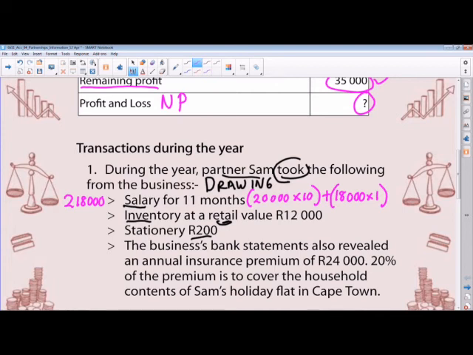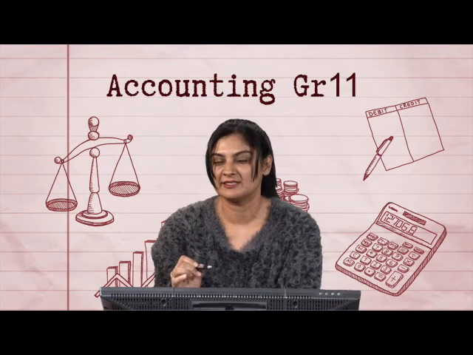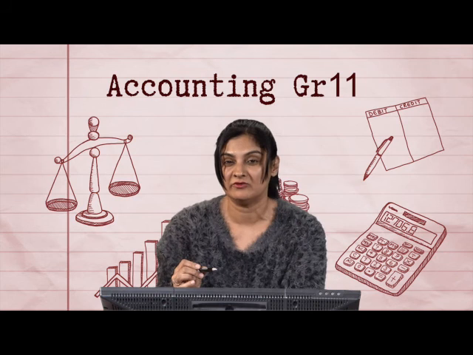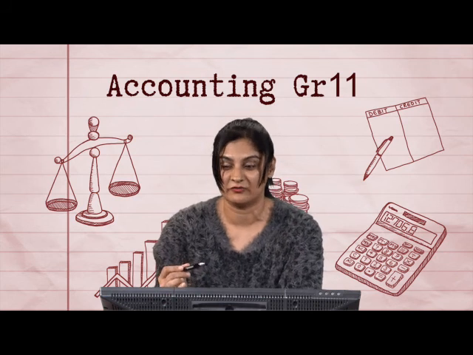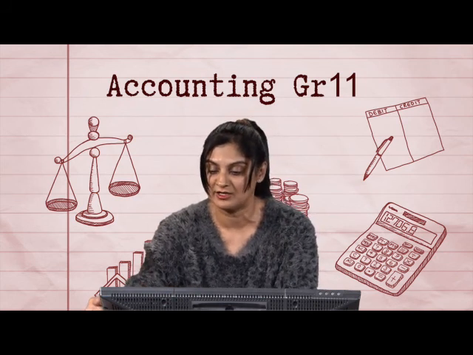Then he also took inventory. Inventory is obviously another word for stock at a retail value. Retail means at a selling price of 12,000. Now, this is why, guys, it's so important for you to read the information that's given right at the beginning of the exercise. Let me quickly remind you.